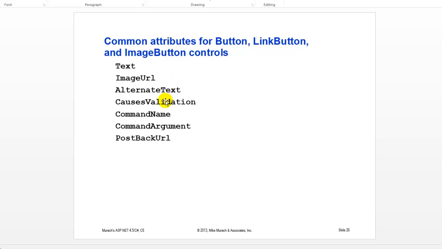Causes validation. If it's true, then page validation occurs when the button is clicked. Command name is an object that's passed to the command event. Remember, when you click on any of these buttons, it fires a click and a command event. So if you wanted to write an event handler for command, you can also use that and pass it extra information using these two. And then the postback URL is the URL of the page that's requested when the user clicks the button.